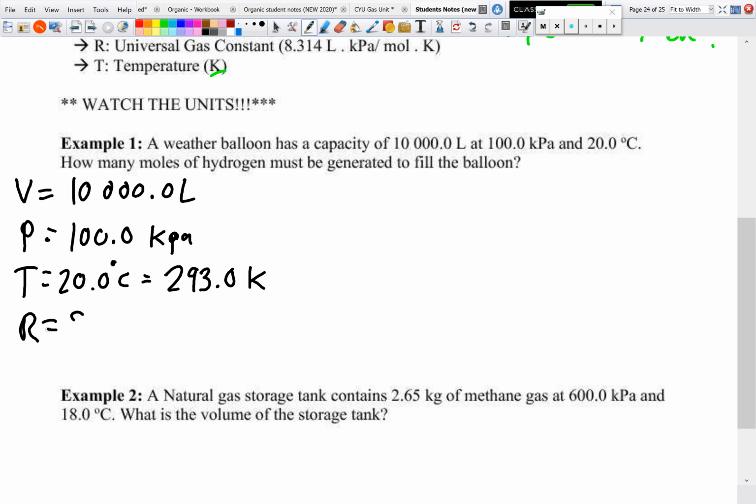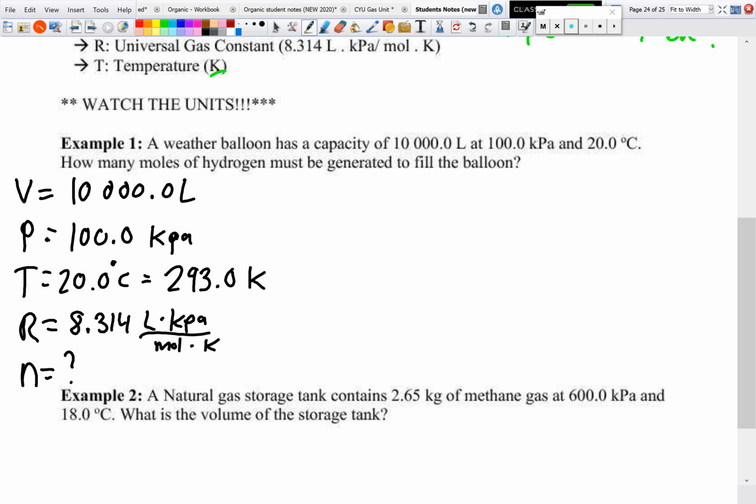R is always a given, 8.314 liters kilopascals over moles Kelvin, and n is equal to, we don't know. So you'll notice that I'm writing down all of the units here as well, because I need to have a quick little scan, look at my R value right here, and make sure that all the units match up.